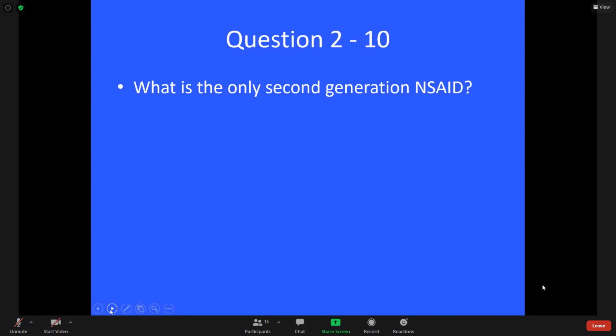So what is the only second generation NSAID, Brad? I can't say that one. No, there's only one second generation NSAID. What is it? Does anyone else know? Celebrex. Celebrex, correct. Celebrex is the only one that is out there.